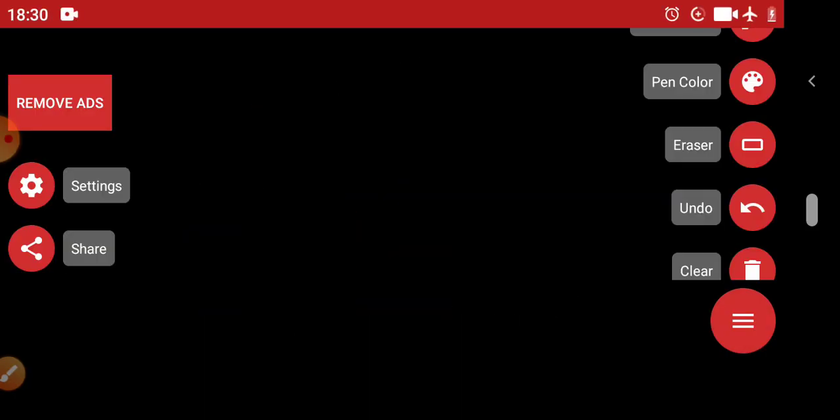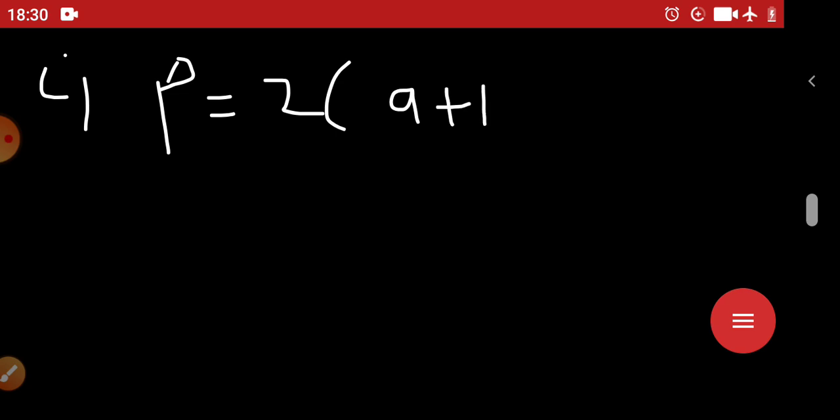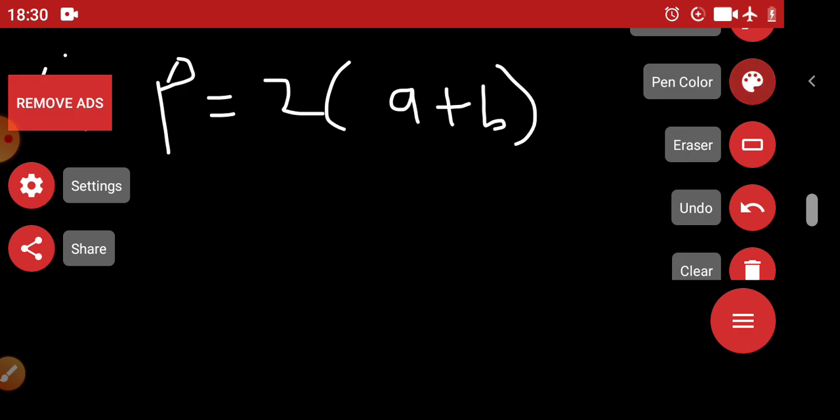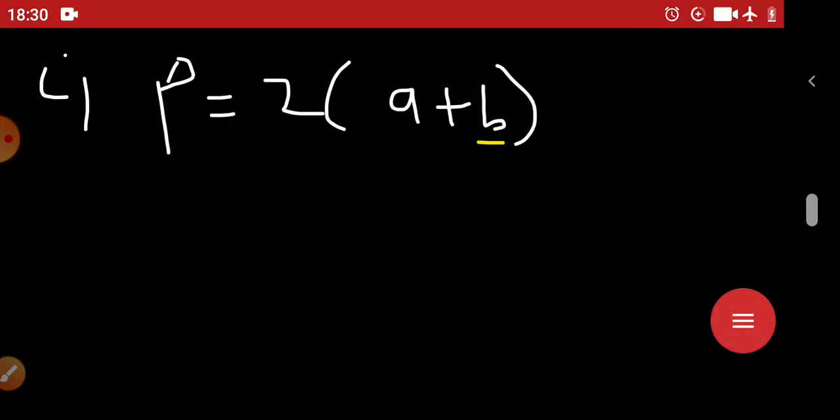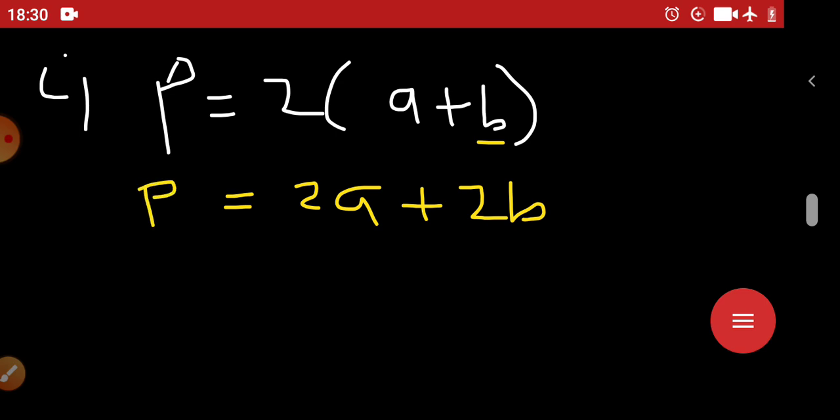So now let's go to C. In C we have P is equal to 2 times A plus B, and we're required to make B the subject of the formula. Because this is in brackets, there's not much you can do, so we need to expand first. So 2 times A plus 2 times B, which is all equal to P.